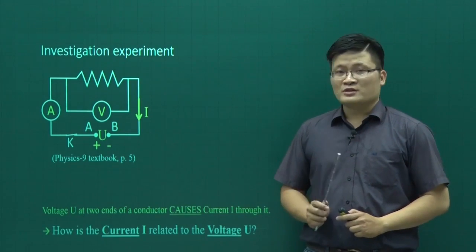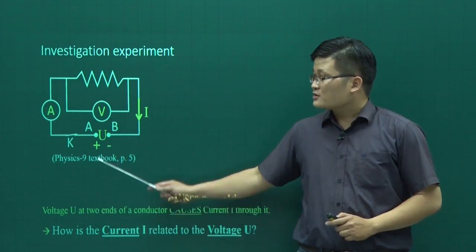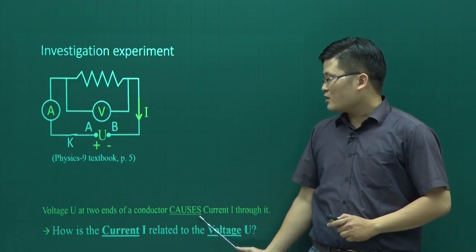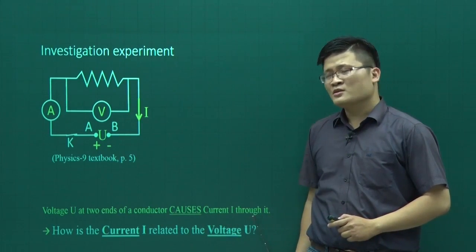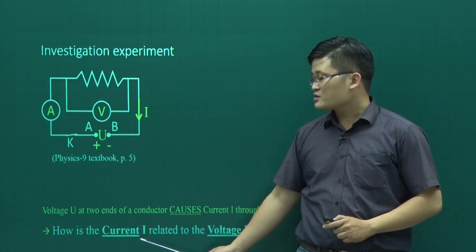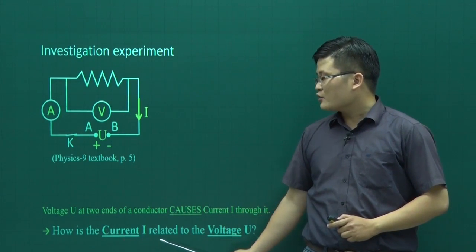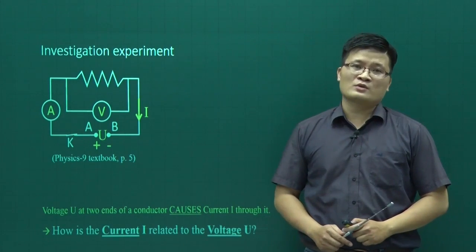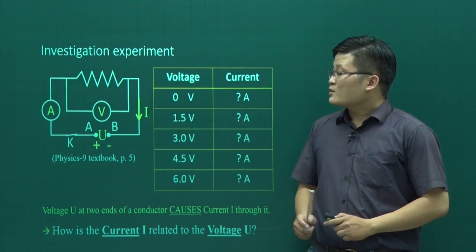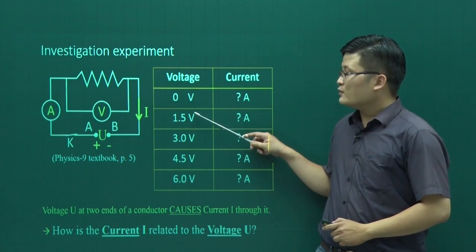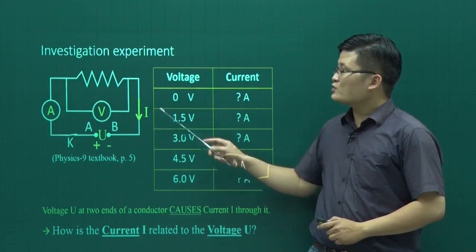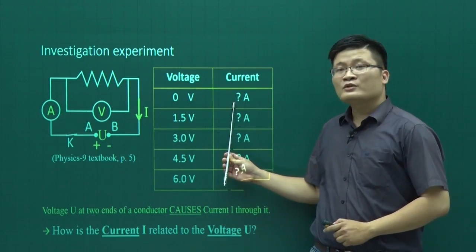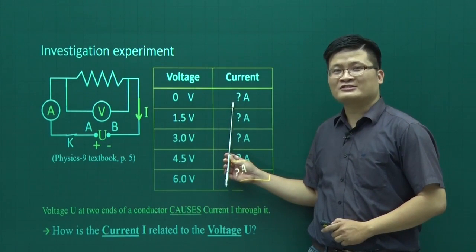Now, the question is, the voltage applied at the 2 ends of the conductor, as you know, causes the current I through it. But how is the current I related to the voltage U? How to answer this question? The approach is we apply different voltages at the 2 ends of the conductor. And then for each voltage, we measure the current through the conductor.